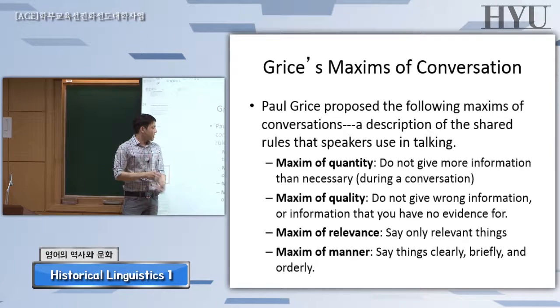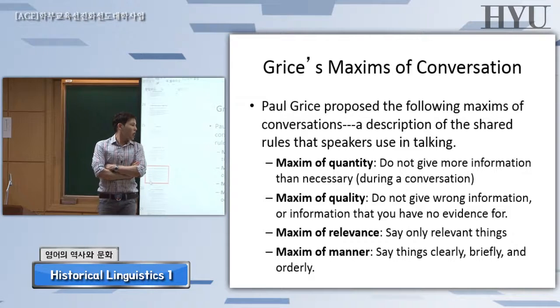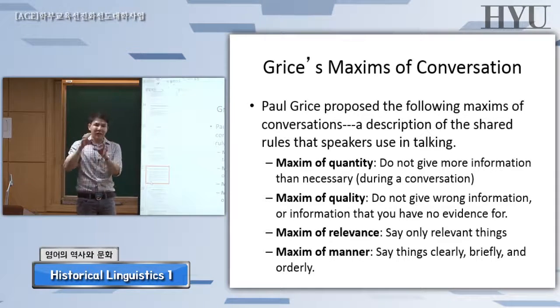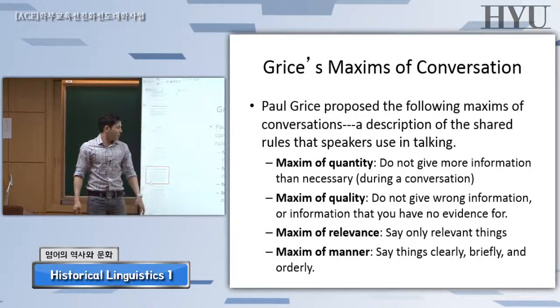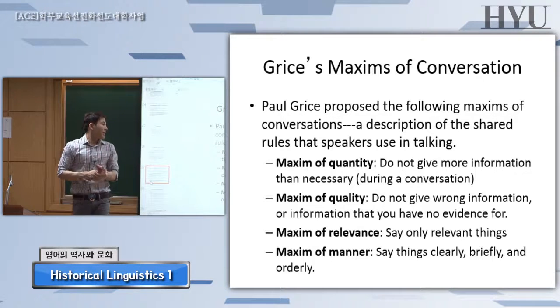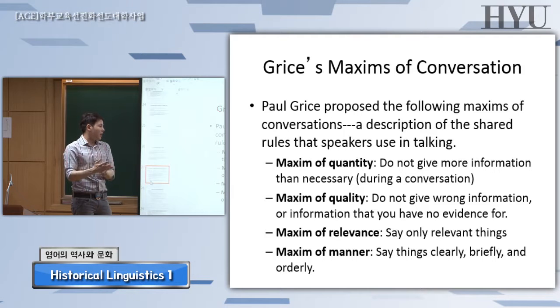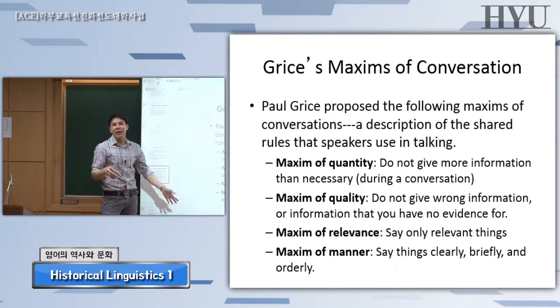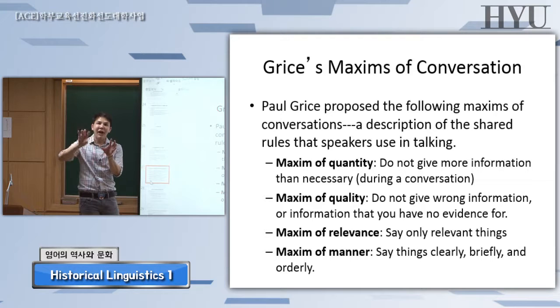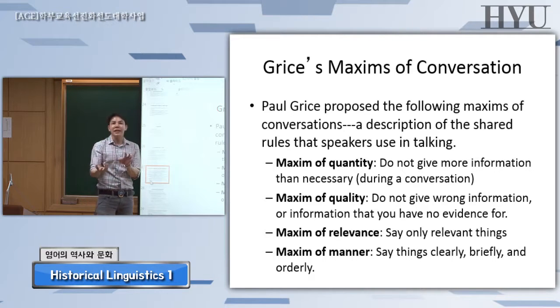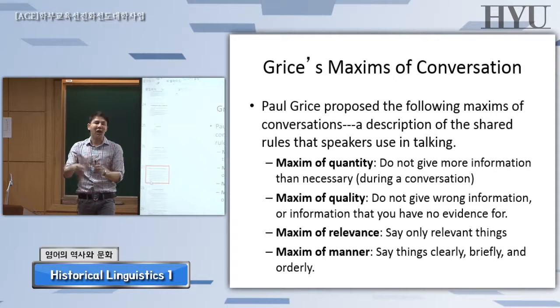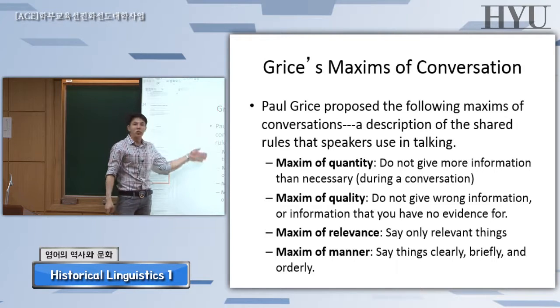And then the next maxim is the maxim of relevance. Say only relevant things. We don't go off the topic. We just stay on the topic, normally, typically speaking. And then finally, we have the maxim of manner. Say things clearly. Manner has to do with the way we say it. Say it clearly, briefly, and orderly. Orderly meaning we help them organize the information in a way that is easy for the listener to understand. So we typically follow these rules.